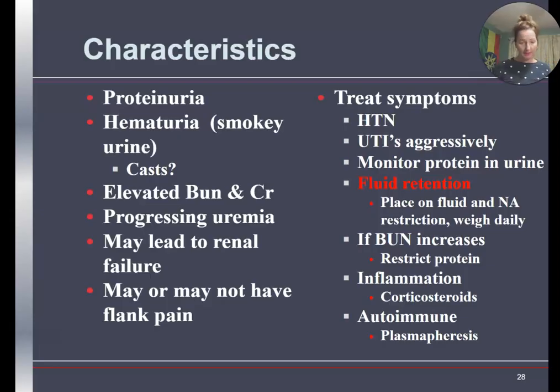So slow number 1 and 4 again. We're looking at a UA and a chem panel to help us understand this patient. We're looking for protein in the urine because, again, protein in the urine means that there's something wrong at the kidney level. We're looking for hematuria, so like a smoky urine. Are there casts? Are there like early blood cells in there? So not matured ones, but immature ones. We're looking for that elevated BUN and creatinine, and we're looking to see whether or not this is going to lead to renal failure. We don't want that to happen. So we're watching those different labs to make sure that we're not getting worse and worse and worse. We want to see those numbers getting better.